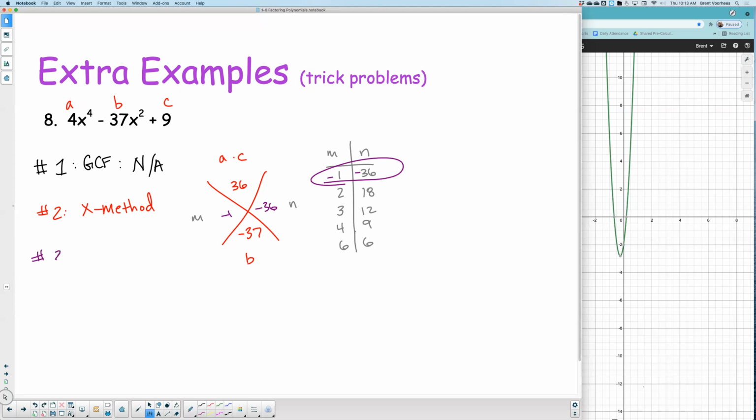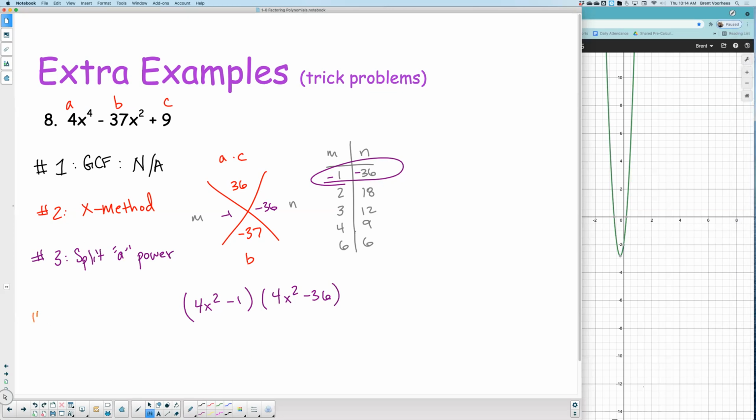Step 3. Now be very specific. What does step 3 say? Split the A term's power. Okay, now you haven't seen this yet. This is where the trick comes in. We're splitting the power of 4. If you're going to split the power of 4, what is half of 4? 2. So this actually becomes 4x squared minus 1. And the second factor becomes 4x squared minus 36. You got it.